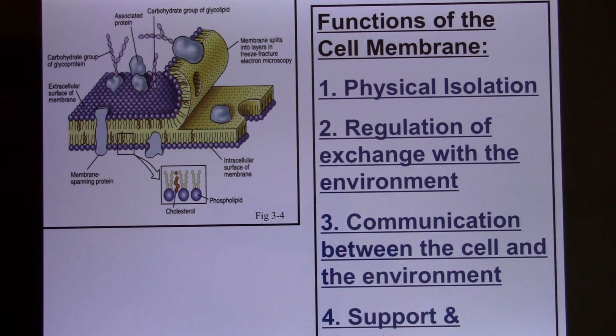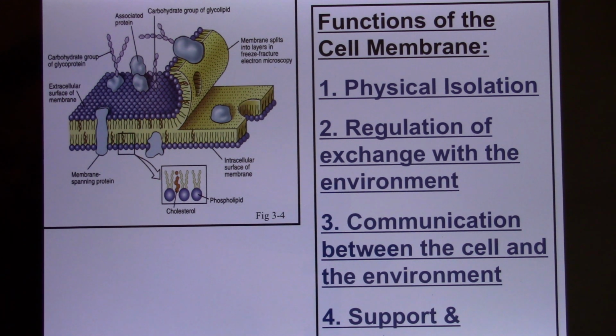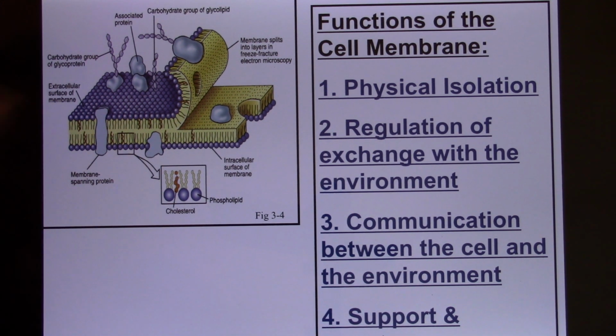The third one is communication. Quickly, we're going to talk about the endocrine system and the nervous system. Both of them release chemical molecules, either neurotransmitters or hormones, and they need to bind with the target cells. The target cells have the receptor. And the last one is support structure.